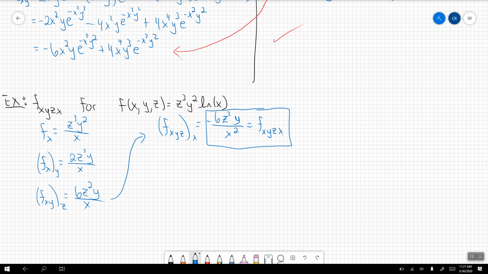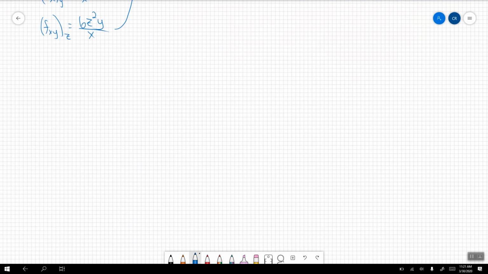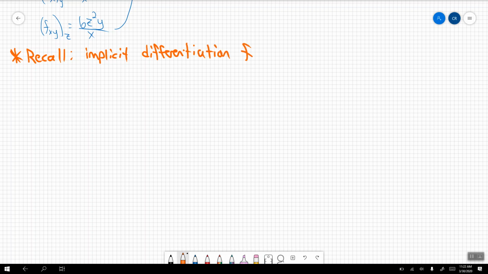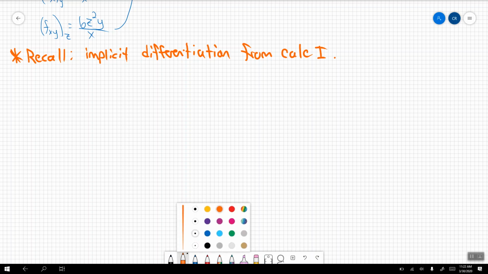Now, for the last part, what we're going to do is rely on implicit differentiation from Calc 1. Now, what is implicit differentiation based upon? Implicit differentiation is based upon a function or an equation that we cannot directly solve for the variable in question.